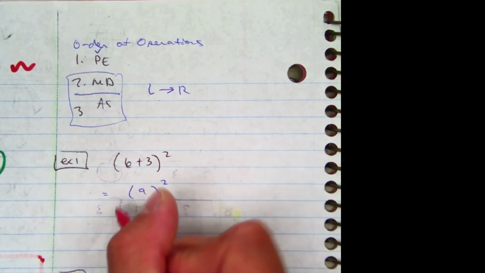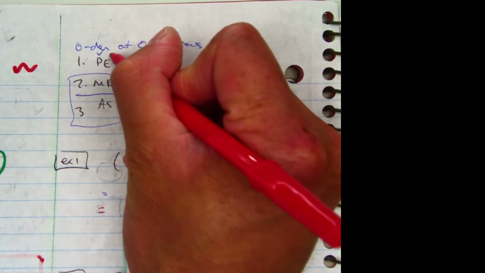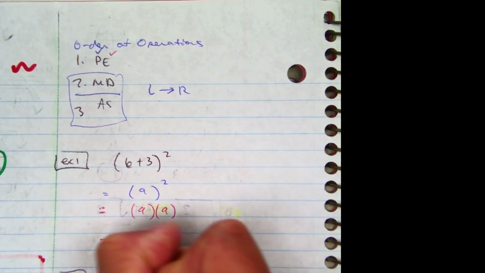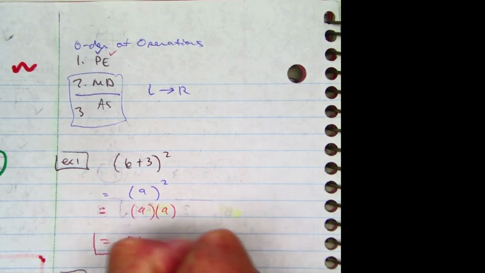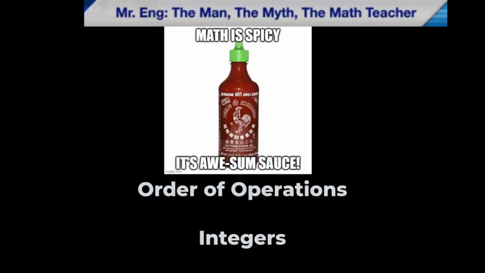Class, what does 9 squared mean? Yeah, now I'm doing the exponent, right? So that means 9 times 9, which is 81. 81 is my answer from the first one. Say it again.